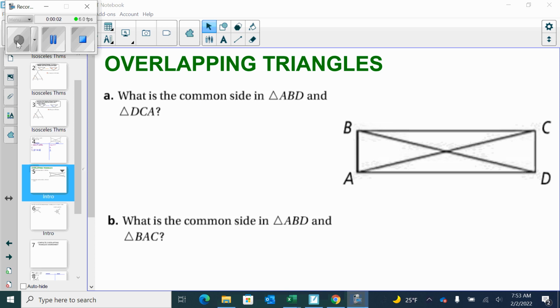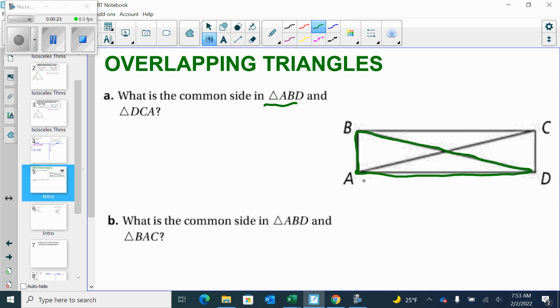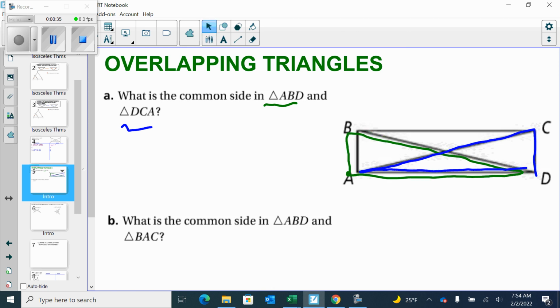Okay, class, let's look at overlapping triangles. The best way to do it is look at the triangles we're talking about. So here we have triangles A, B, D. Then let me help you to trace it, or you can just draw it out. D, C, A. I'm going to take those two triangles, and the other ones that overlap.